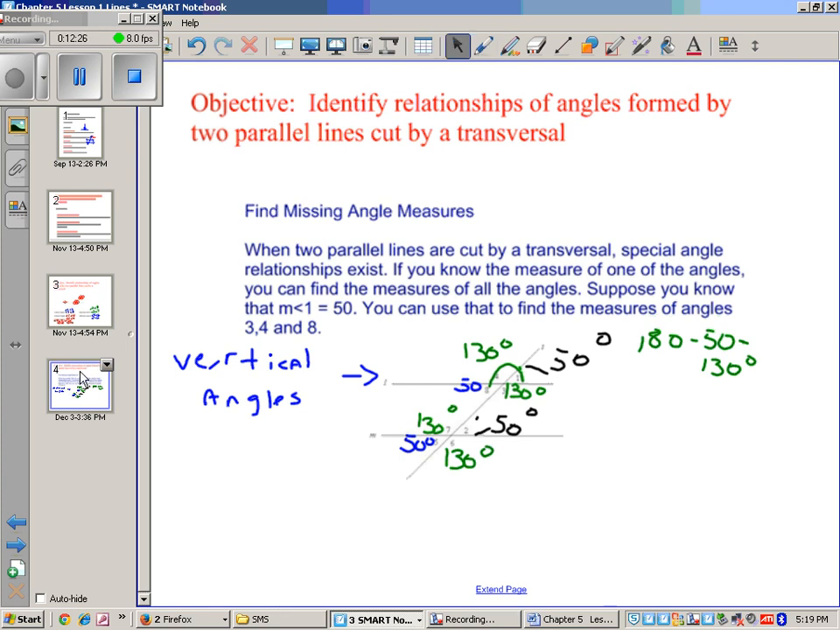And there you have it. You can find the measurements of all 8 angles with just one angle with parallel lines cut by a transversal. Any questions? Please review the video again or write them down and bring them to class.